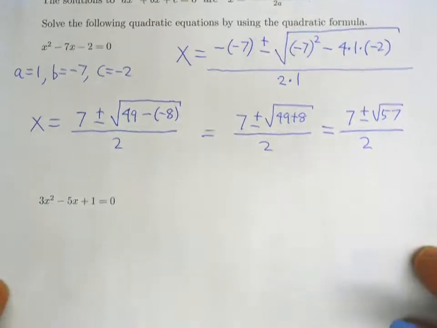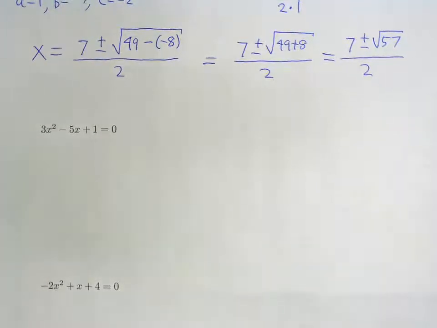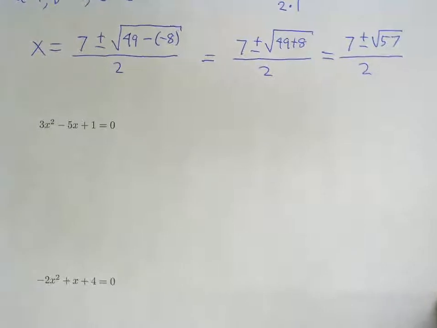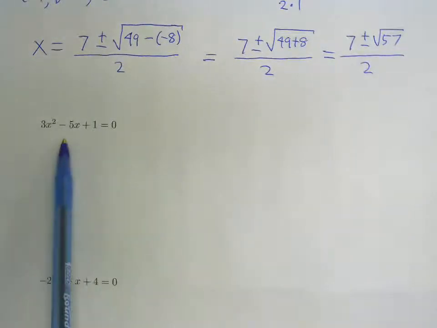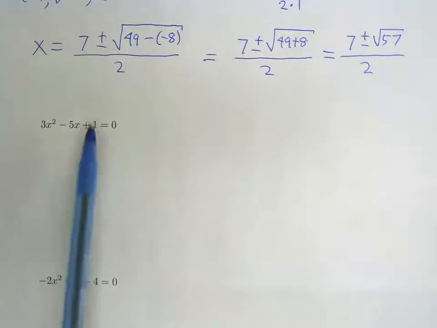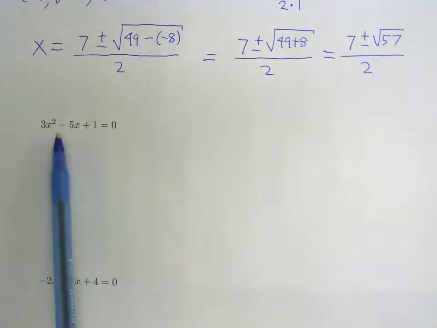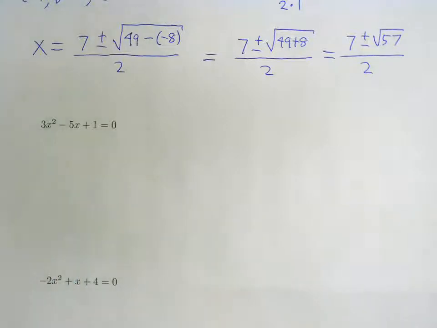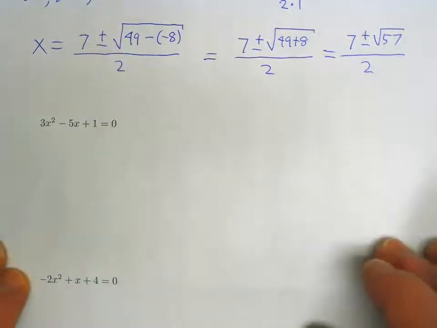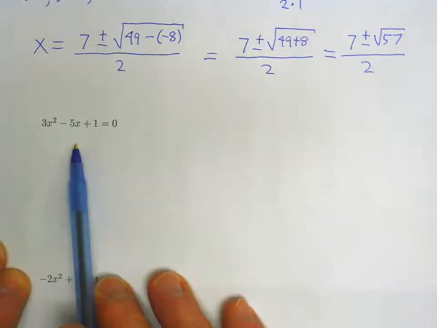Okay, in the next example, solve 3x squared minus 5x plus 1 equals 0. Well, to solve this by completing the square method, it can be done, but there's a fair amount of fraction arithmetic that would arise. So maybe just using the quadratic formula would be a better choice.